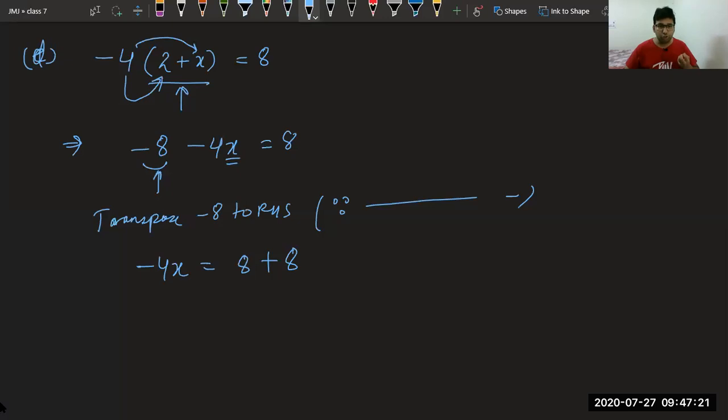Okay, now all of you, we have minus 4x is equal to 16. Now what should we transpose? All of you, please tell me, what should we transpose? Please tell me. Ekta is saying, sir, it was minus 8. How did it become plus 8? Very good, Ekta. It was minus 8.